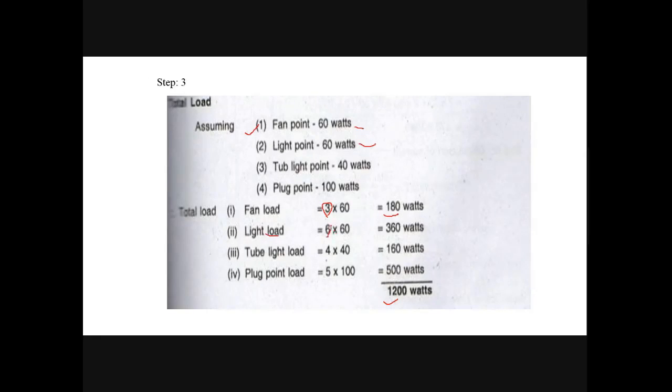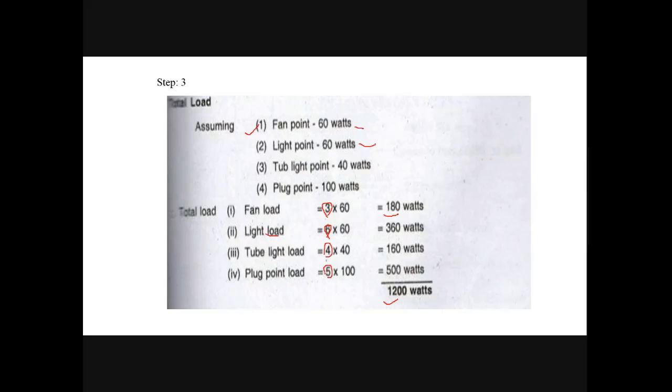The light load, the 6 quantity are available, and we have to multiply this 6 with 60, so it comes as 360. Tube lights are 4, and we have to multiply this 4 with 40. Not given this wattage rating. Depending on the assumption, we are using this wattage rating for this particular load. But if they have given this wattage rating, then we have to carry that here and solve according to this.